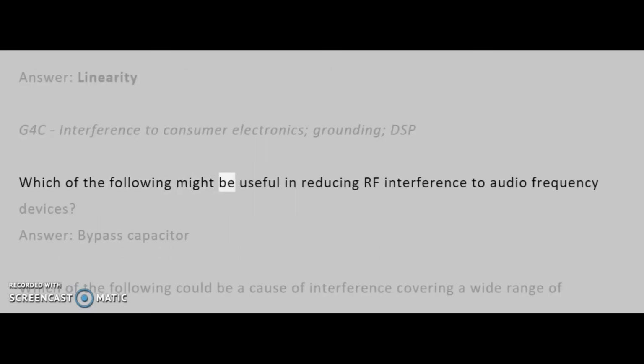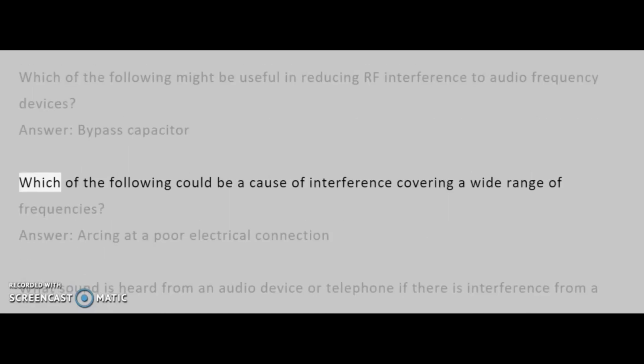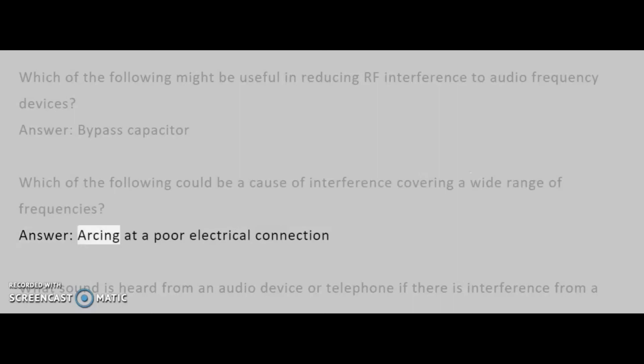G4C Interference to consumer electronics, grounding, DSP. Which of the following might be useful in reducing RF interference to audio frequency devices? Answer: Bypass capacitor. Which of the following could be a cause of interference covering a wide range of frequencies? Answer: Arcing at a poor electrical connection.